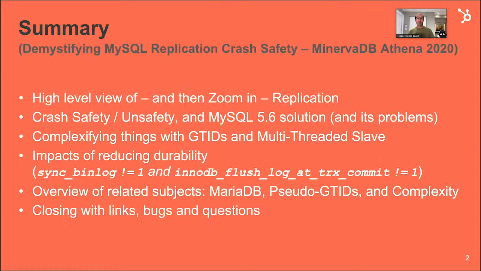So for today, the agenda is quite flat. I will be giving details about each item. Introducing the subject, I will give details on what we are talking about, like replication safety and what the problems are. We'll simplify things a little with GTIDs and multi-threaded slave. We'll talk about durability, and I'll define that a little. And we'll cover a few other subjects like MariaDB GTID and others. And then a short closing remark, with links to bugs and everything.